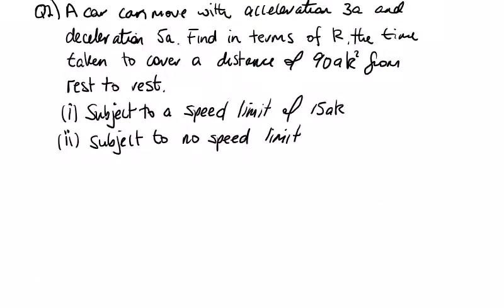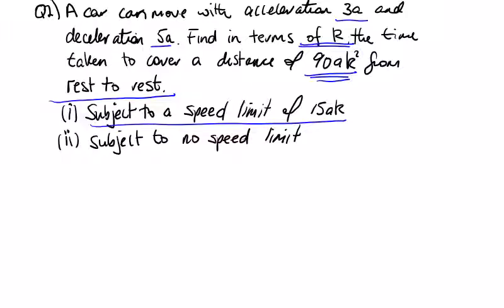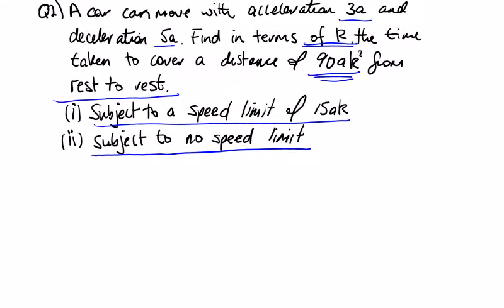Question 2. A car can move with acceleration 3a and deceleration 5a. Find in terms of k the time taken to cover a distance of 90 ak squared from rest to rest. Subject to a speed limit, so we'll have two triangles and a rectangle in part 1, and no speed limit will just be those two triangles that we've seen before. So let's draw this.